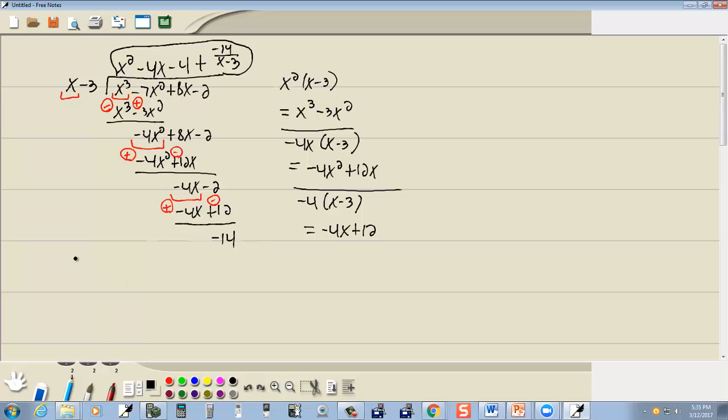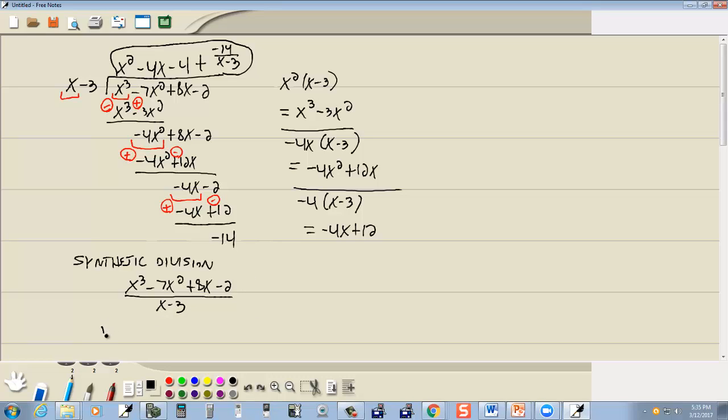Let's talk about synthetic division. And I'll actually work with the same problem. I'm going to take my x to the third minus 7x squared plus 8x minus 2, and I'm dividing it by x minus 3. Remember, a fraction indicates division.